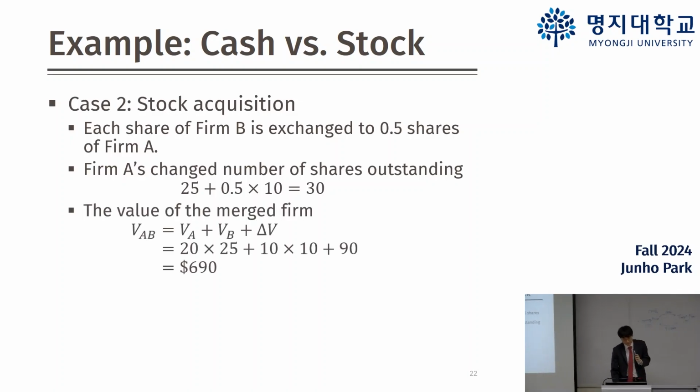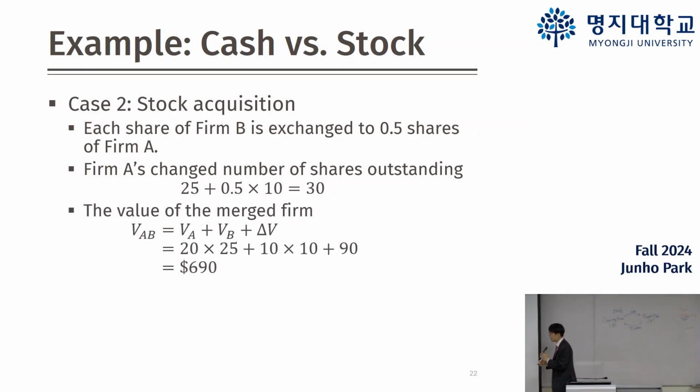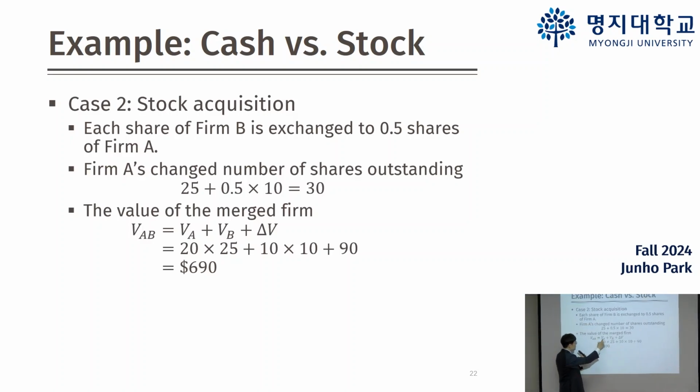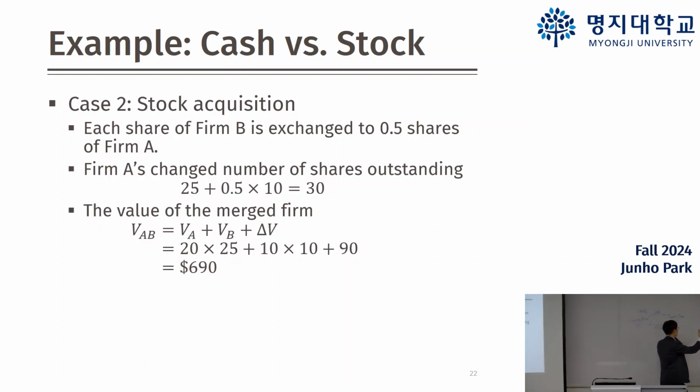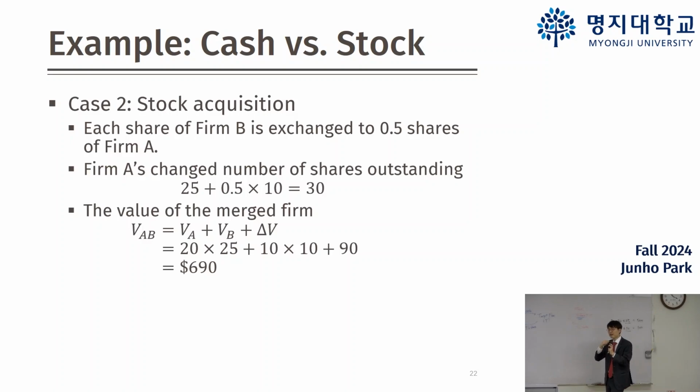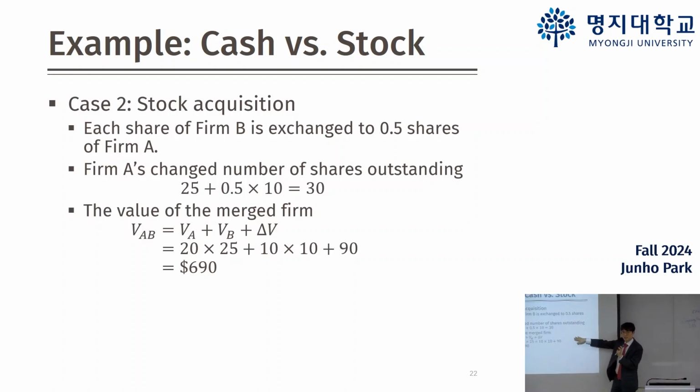And then the value of the merged company in this case is the independent value of firm A, which is 500, the independent value of firm B, which is 100, and the synergy, 90. However, we don't subtract 115 here because the shareholders of firm B do not receive cash. So there is no cash outflow. They only get the shares. So actually there is no fundamental change. So we don't subtract 115 in this case.